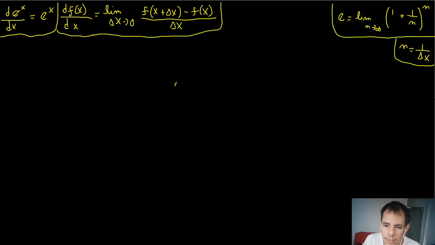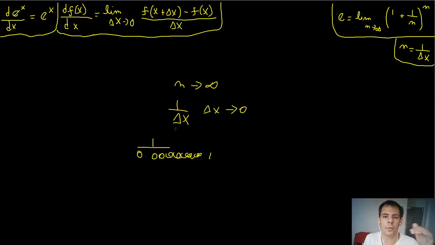Why? For example, as n approaches infinity, you have 1 divided by delta x with delta x approaching 0. Of course, delta x cannot be 0 because you can't have 1 divided by 0. But when you have 1 divided by a very small number, the result is going to be a huge number. So as delta x approaches 0, n approaches infinity, since n equals 1 divided by delta x, right? And in the e definition, n is approaching infinity. So one thing's tied to the other, okay?